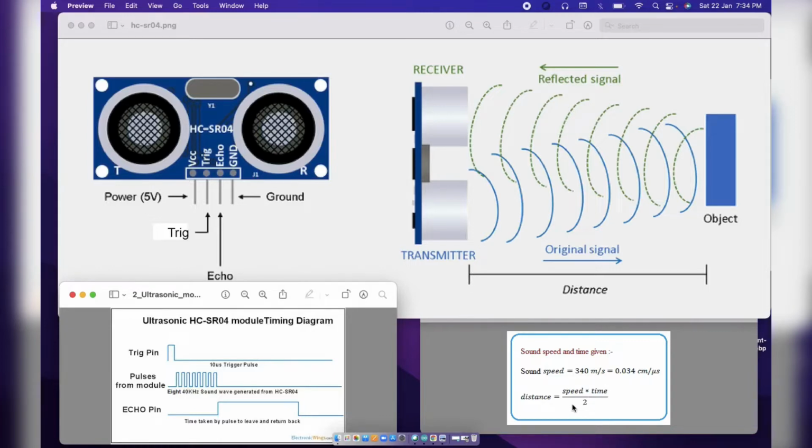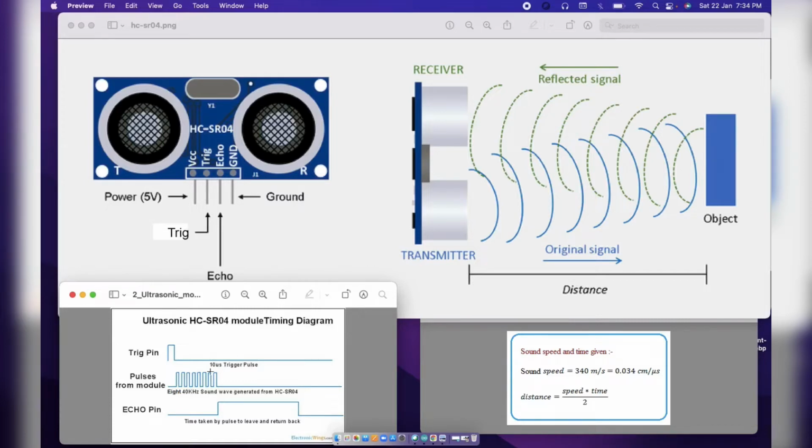Why are we going to divide by 2? First the transmitter transmits the signal to the object, that is 1, and from the object the signal is reflected back to the receiver, that is 1. So 1 plus 1 is 2. So we take distance equal to speed into time divided by 2. We should know this formula: sound speed is 340 meter per second, equal to 0.034 centimeter per microsecond.